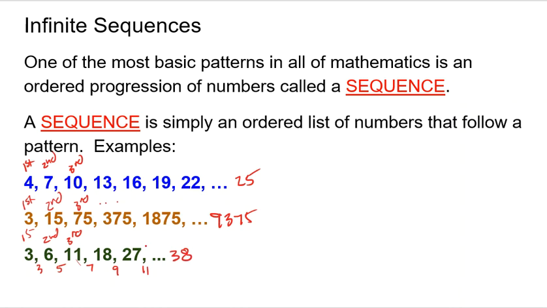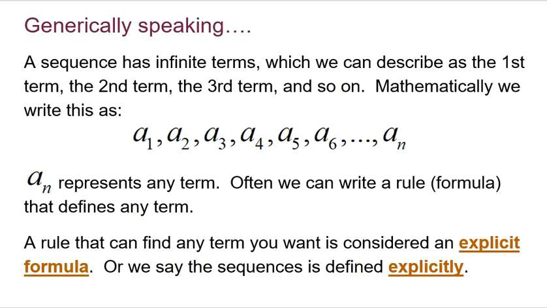It's just a list of numbers that follow some type of pattern. All right, so generically speaking, again, let's try to be very basic here. No examples, just very generic. A sequence has infinite terms. The first term, the second term, the third term, the fourth term, all the way up, and so on and so on and so on.